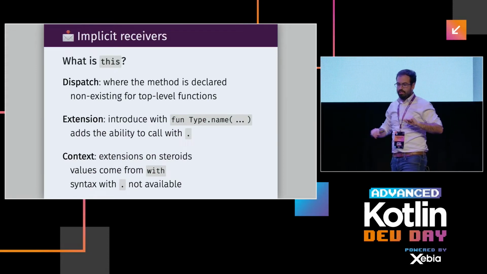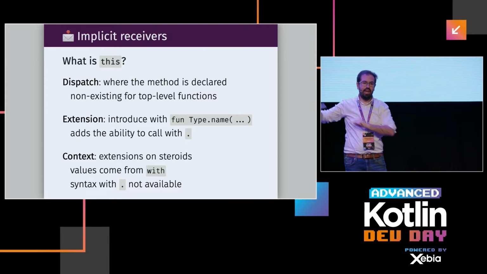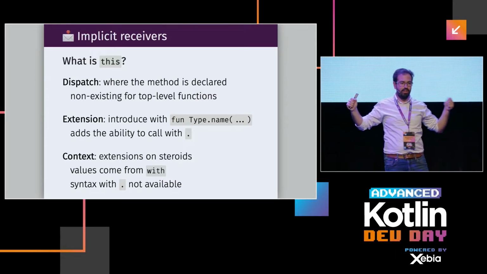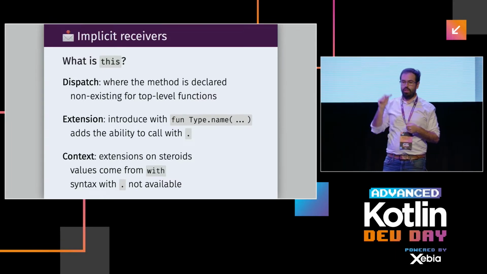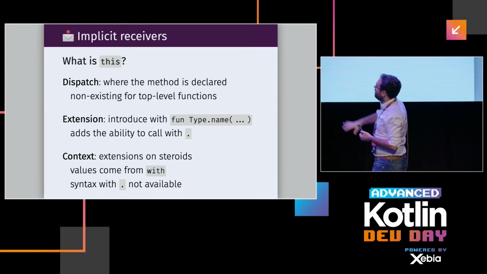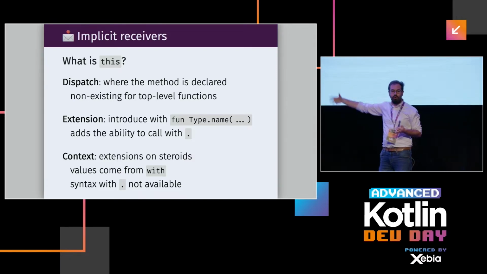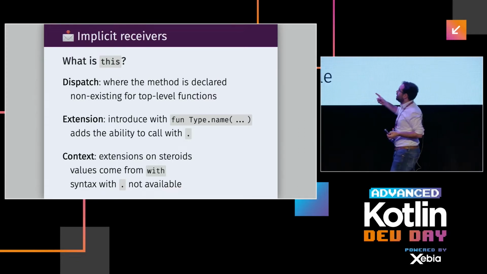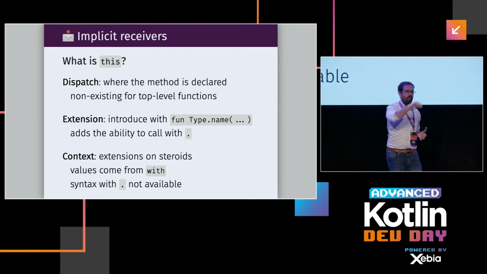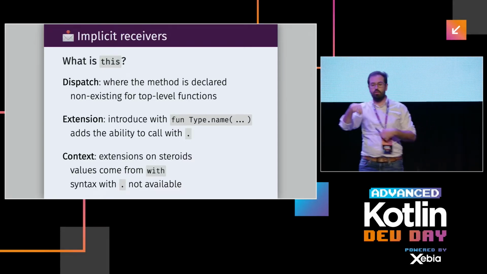Cool, so just to remind you, we have all these things. Dispatch receiver, that's where the method is declared. Extension, when you use type dot declaring a function, that means then you can call it with dot. And then you have context receiver, which is the new thing. It is a bit like extensions on steroids, because you have more things coming inside. What you lose is that you cannot use the dot. You need to explicitly call the values with with. So you need to have with blah, blah, blah, and then you can call the function, whereas with an extension, you can just use the thing dot method.